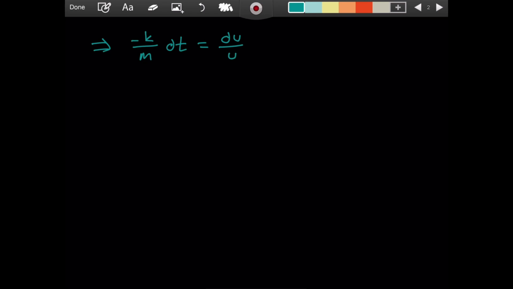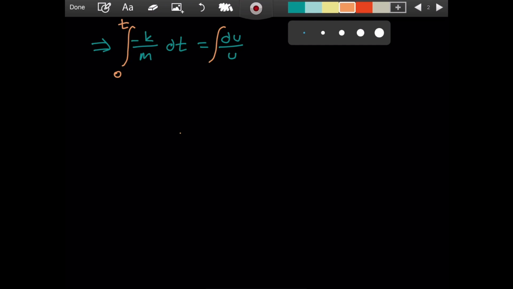Cool? Now I want to take the integral on both sides. So let's do that. We will have the integral. On the left, it will start from 0, go to any time t. On the right, we have u. So it isn't really obvious what the boundary should be, but we don't in fact care. So let's just call it u1 and u2. And you will see why we don't care that much, okay?